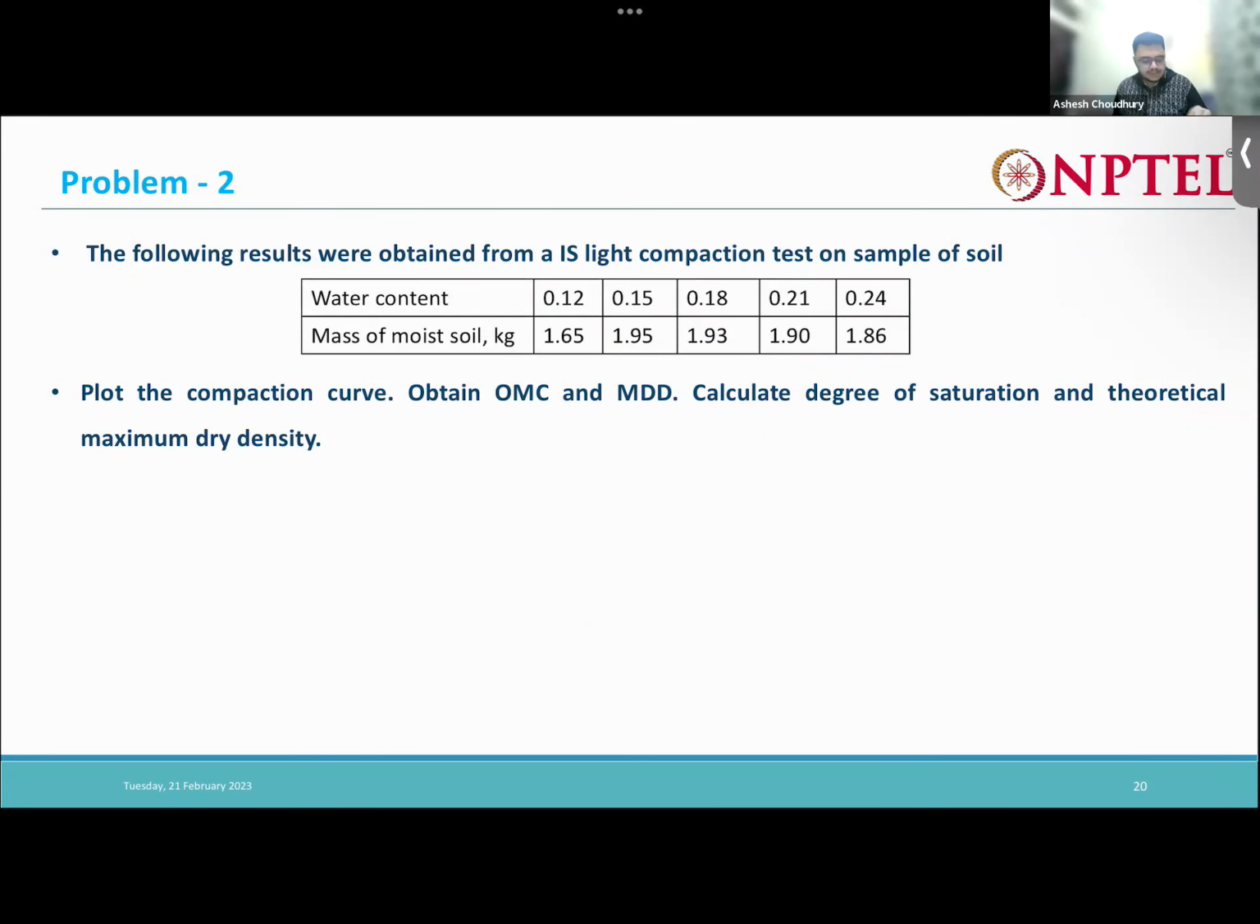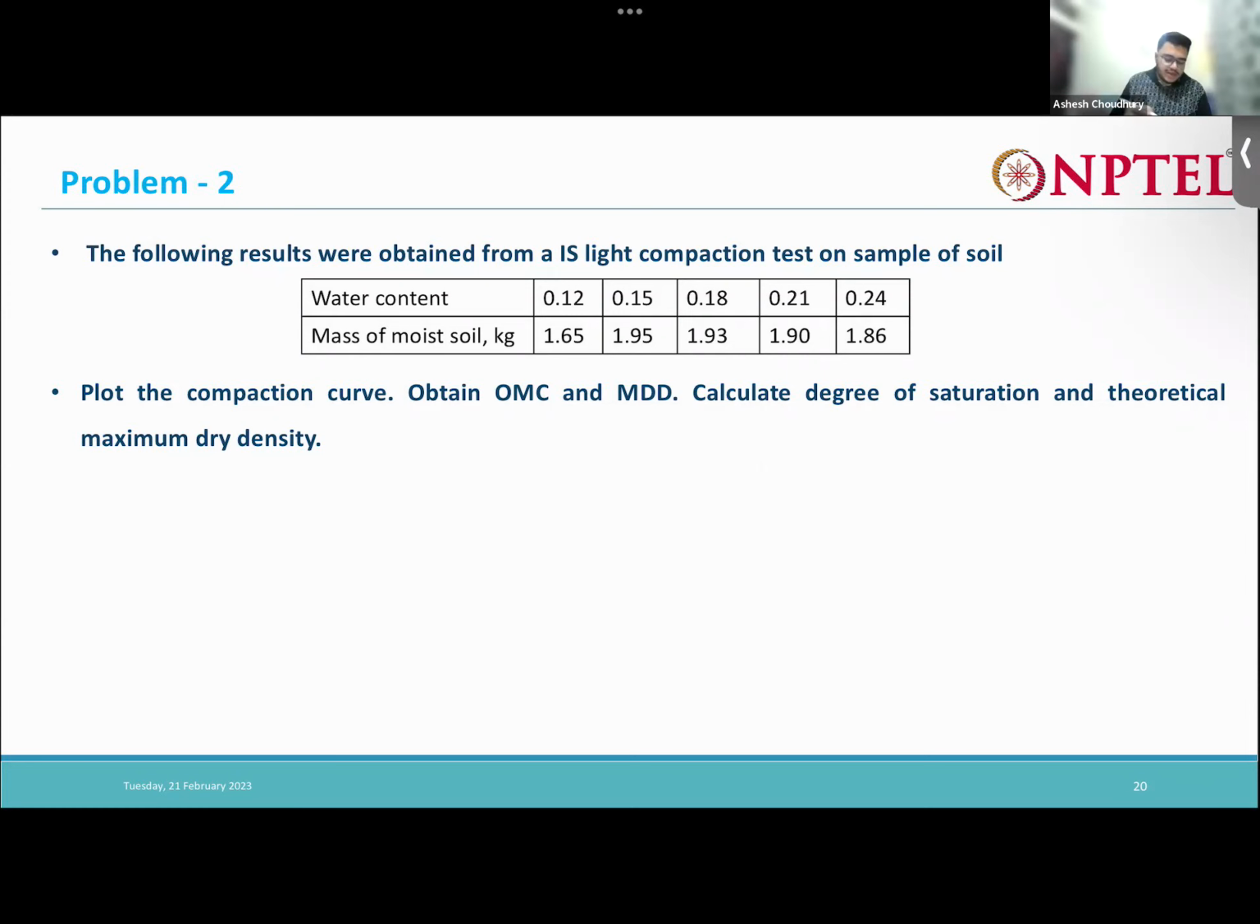Now let us see this. This is the main important problem. The following results were obtained from an IS light compaction test on a sample of soil. Our light compaction test, which is similar, not exactly the same, but almost similar to the standard Proctor test, was done, and these were the results obtained.